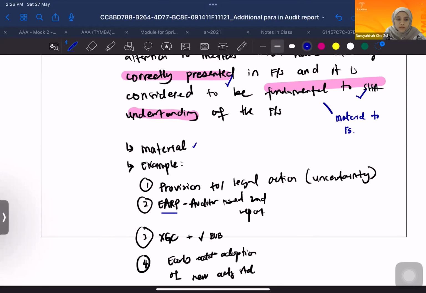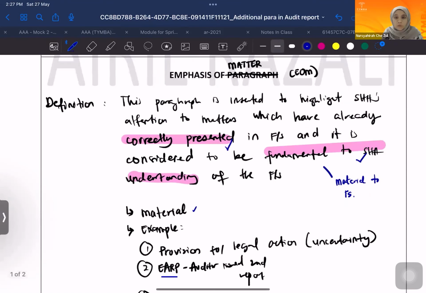If you still remember your IAS 10, events after the reporting period, sometimes the auditor has already signed the audit report once, and suddenly there is a new event after the reporting period, which the client wants to amend in the FS or include as disclosure, as per IAS 10. So auditors are required to issue a second audit report. So you want to communicate that the first report can no longer be used. Please use the second report. How do you communicate this? You can choose to communicate this under EOM. Why? Because the client has correctly presented. I just want to inform my users.